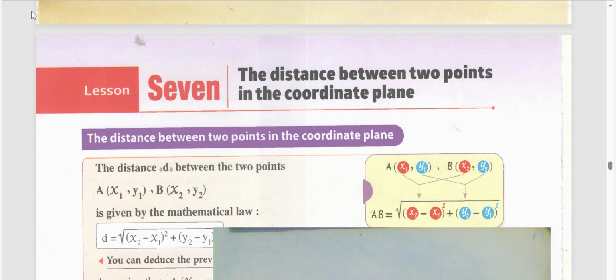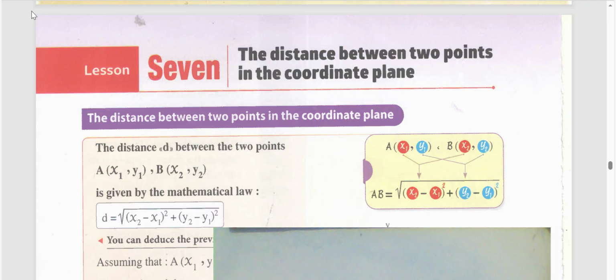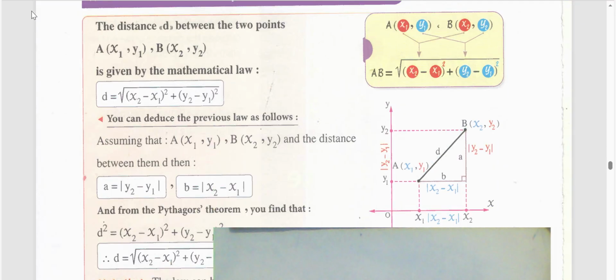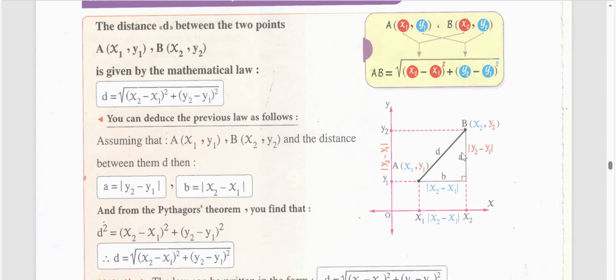And we have a rule to find the distance between any point and the origin point. We will explain now. Okay, first look at here. If we have 2 points, we can find the distance between them by using this rule: square root of (x2 minus x1) all power 2 plus (y2 minus y1) all power 2.